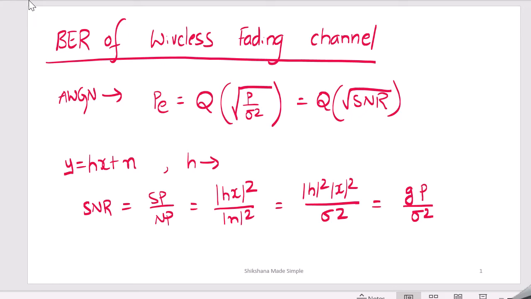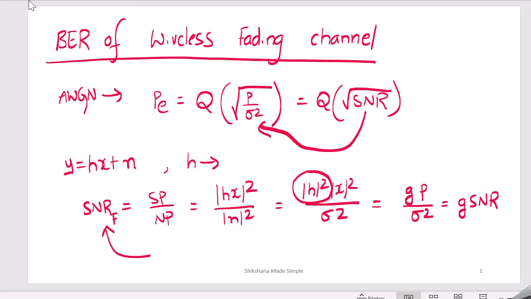All right. So this is, I would say, fading SNR. So this will turn out to be g into just SNR, right? This SNR is nothing but P by sigma square. Here, if you see carefully, this mod of h square is coming because of the fading channel coefficients, right? And this would be varying, and hence your SNR is also varying over a period of time, right?